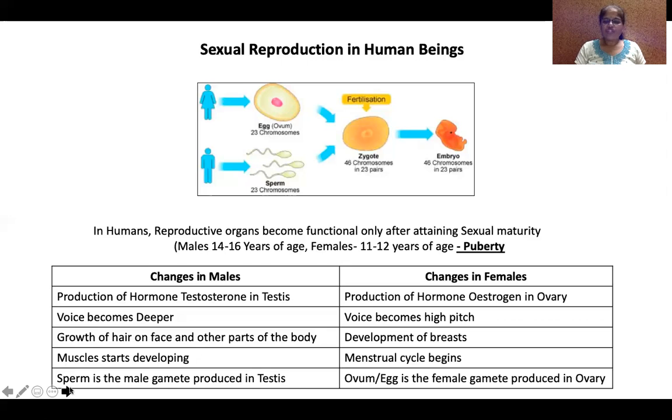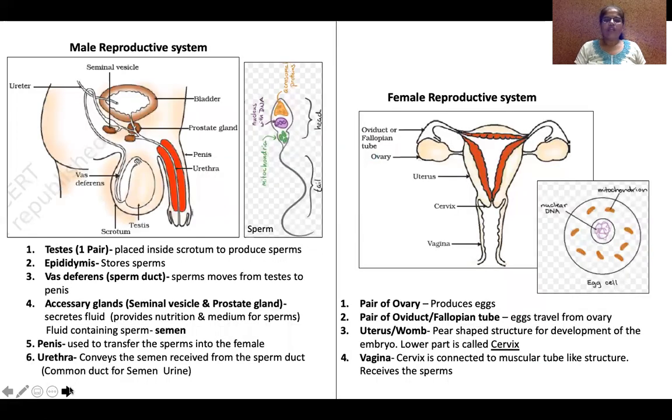Now, after knowing these changes in males and females, let us learn about the male reproductive system and the female reproductive system. First, we'll study the male reproductive system. This is a picture of the male reproductive system. There is a sac-like structure called the scrotum that is present outside the body, below the abdominal region.